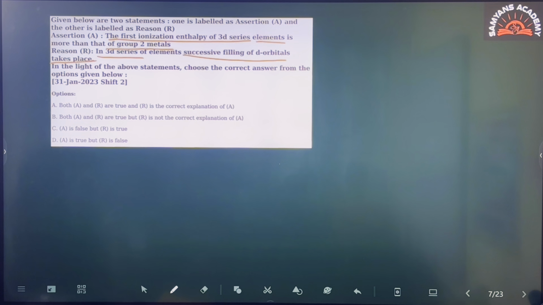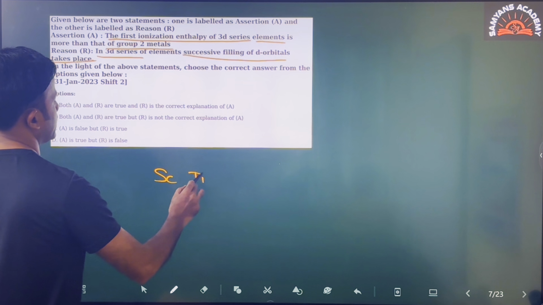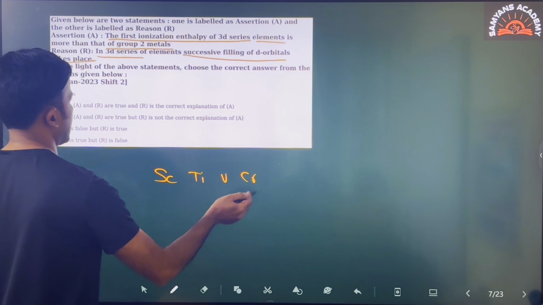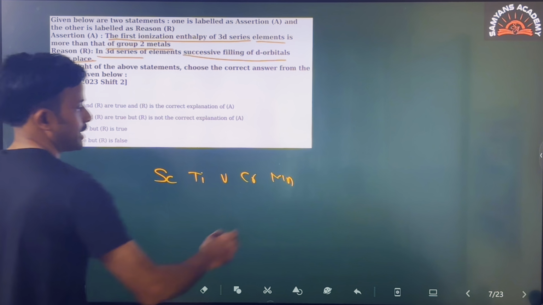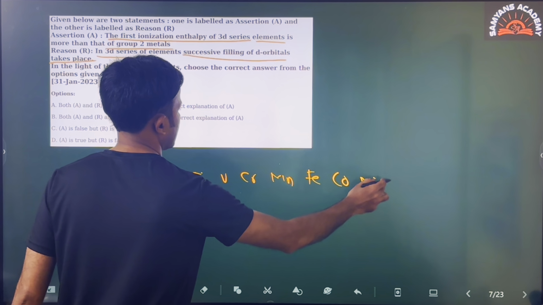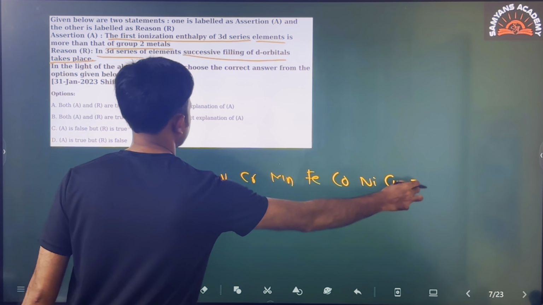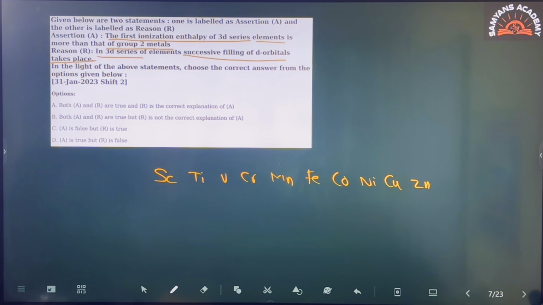Now, in this question, what are the 3d series elements? Can you guess? Scandium, titanium, vanadium, chromium, like this. All these are the 3d elements. Manganese, iron, cobalt, nickel, copper, zinc. So these are the 3d series elements. You compare the first ionization enthalpy of 3d series elements with that of group 2 metals.